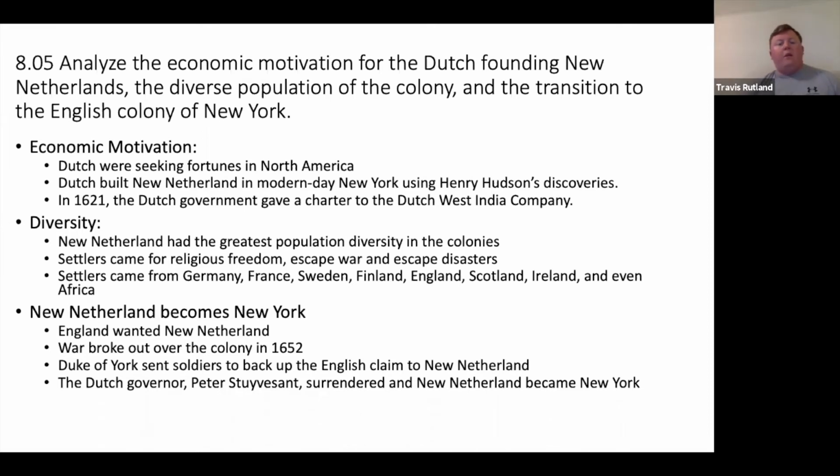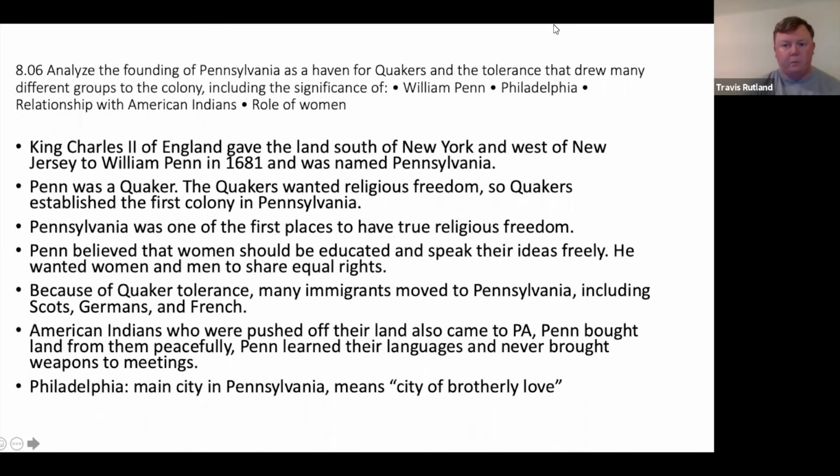All right, then New Netherlands becomes New York. So England wanted New Netherlands, and war broke out over the colony in 1652. The Duke of York sent soldiers to back up the English claim to New Netherlands. The Dutch governor, Peter Stuyvesant, surrendered, and New Netherlands became New York, named after the Duke of York there. All right, so onward we go.